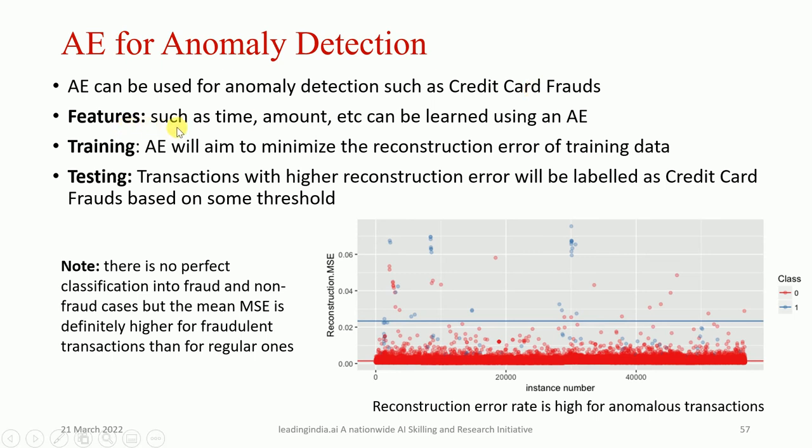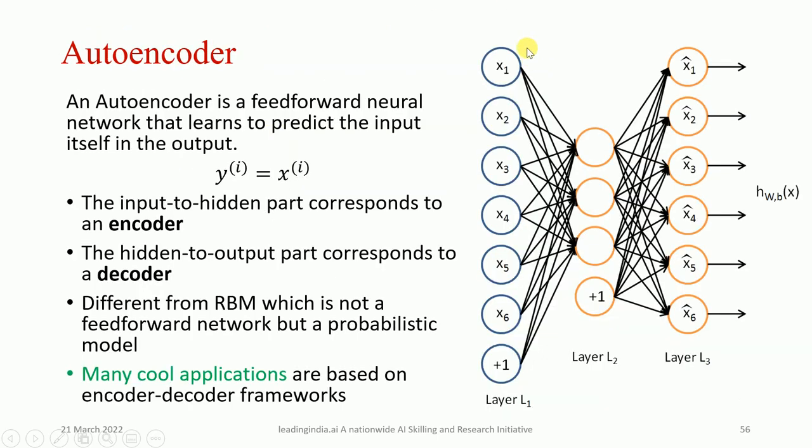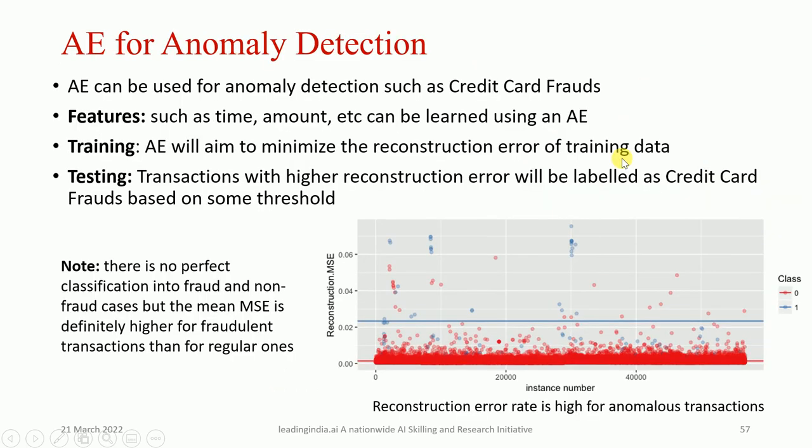There are features such as time, amount, etc. that can be learned using an autoencoder. And the training autoencoder will aim to minimize the reconstruction error of the training data. So because on getting the input, we are regenerating the same input from this hidden pattern, right? So we have to keep in mind that the autoencoder for this anomaly detection will basically aim to minimize this reconstruction loss of the training data, right?